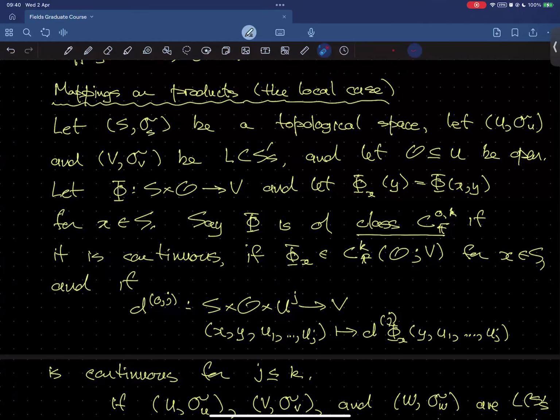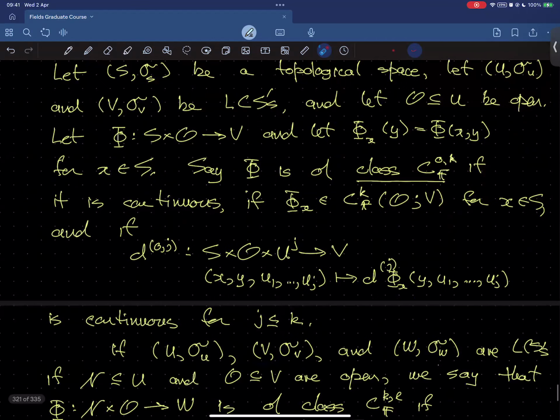First, let's take a topological space S, locally convex spaces U and V, and an open set O in U. The product I want to consider here is now S cross O. So S is my topological space, O is the open subset of U. For a fixed X in S, I define phi sub X to be a mapping from O into V, and it simply is, of course, that definition. I talked about that at the beginning of the lecture.